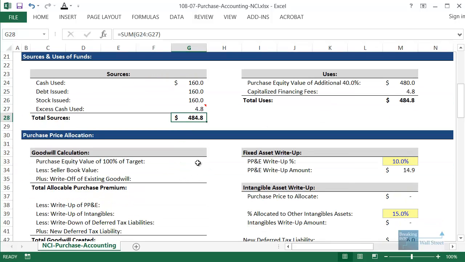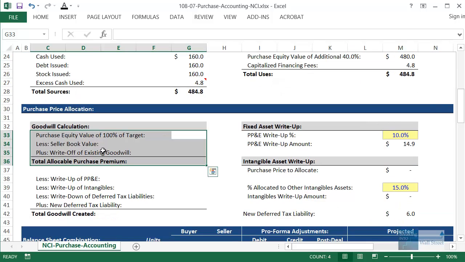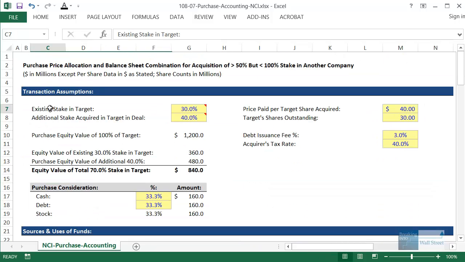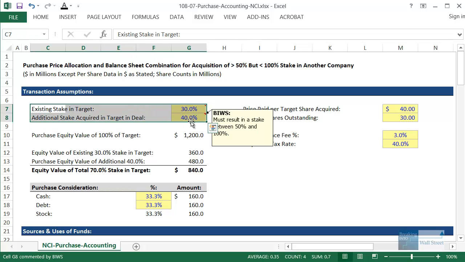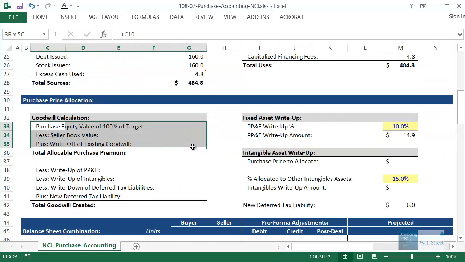Now in the purchase price allocation, the tricky part here is that you're going to base the goodwill created on the equity value of 100% of the target company. So it doesn't matter whether you own 30% and you go to 70%. It doesn't matter whether you go from 0% to 70%. As long as you go from owning under 50% to over 50% of the target, you're always going to base the goodwill calculation on the value of 100% of the target company.